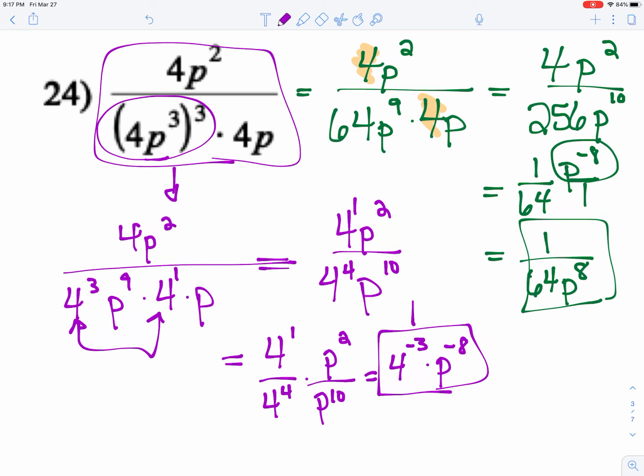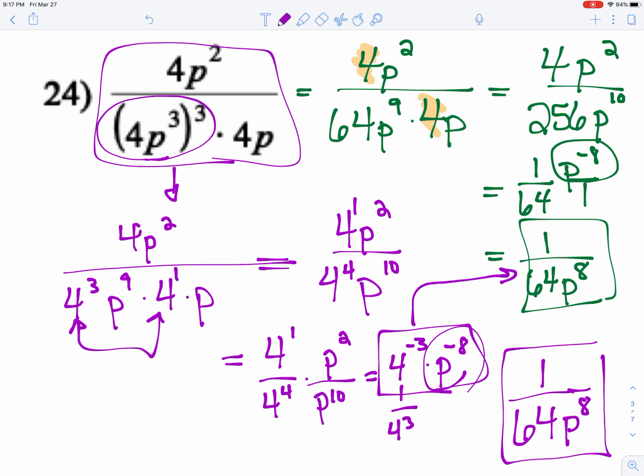That is equivalent to 1 over 64p to the 8th, because 4 to the negative 3rd power is really 1 over 4 cubed, which is 1 over 64, and p to the negative 8th is also p to the 8th in the denominator. They are the same thing.